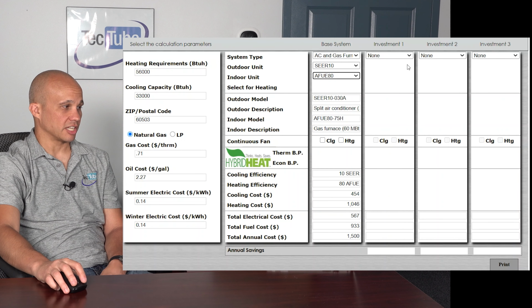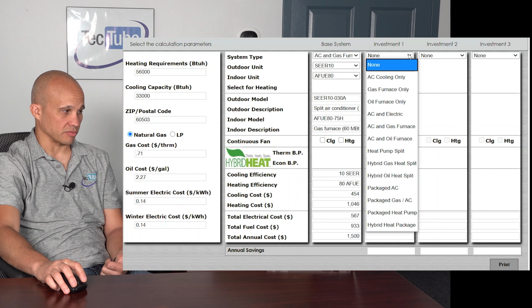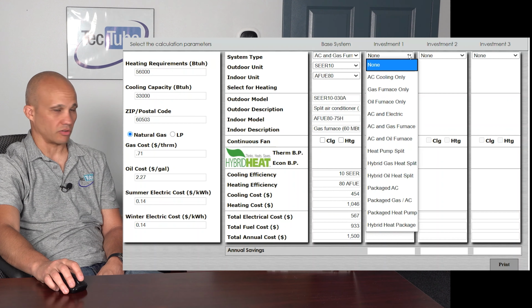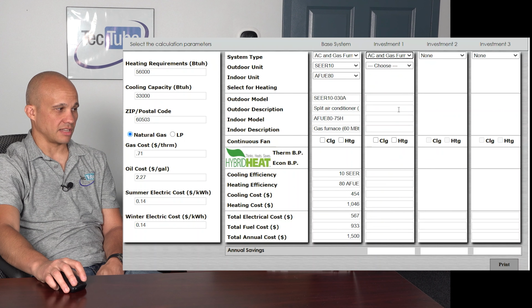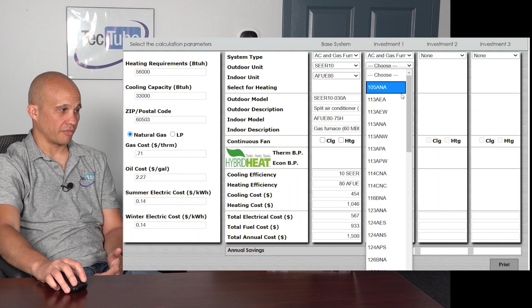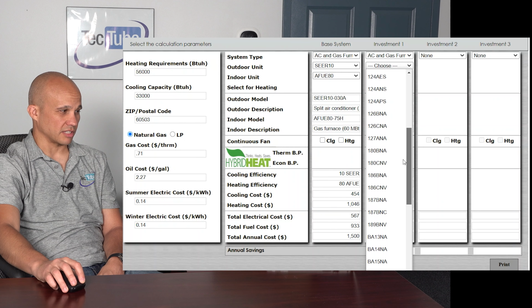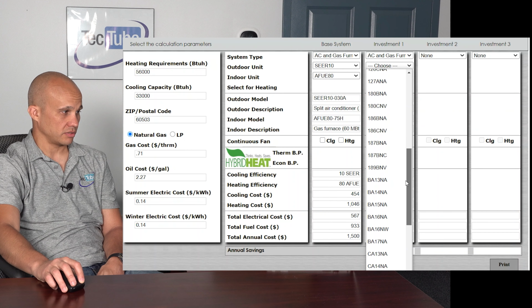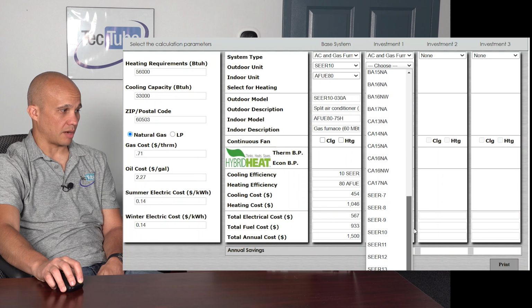All right, then I look at my investments. What am I going to offer them as a replacement for this now deceased or soon to be deceased system? I can offer them another AC and gas system. What do I want to offer them? I can scroll down the list and see what different model numbers I might want to use, just depending on what I want to pick on here.